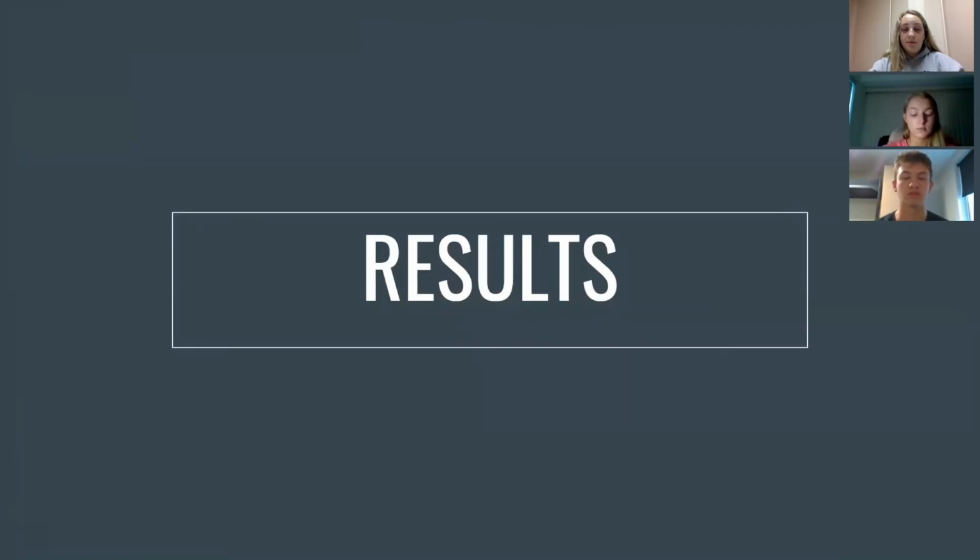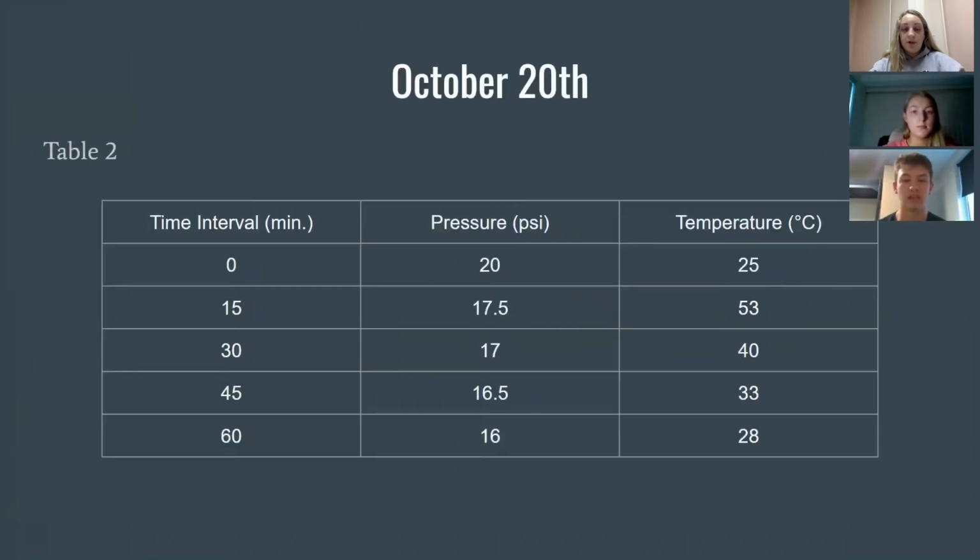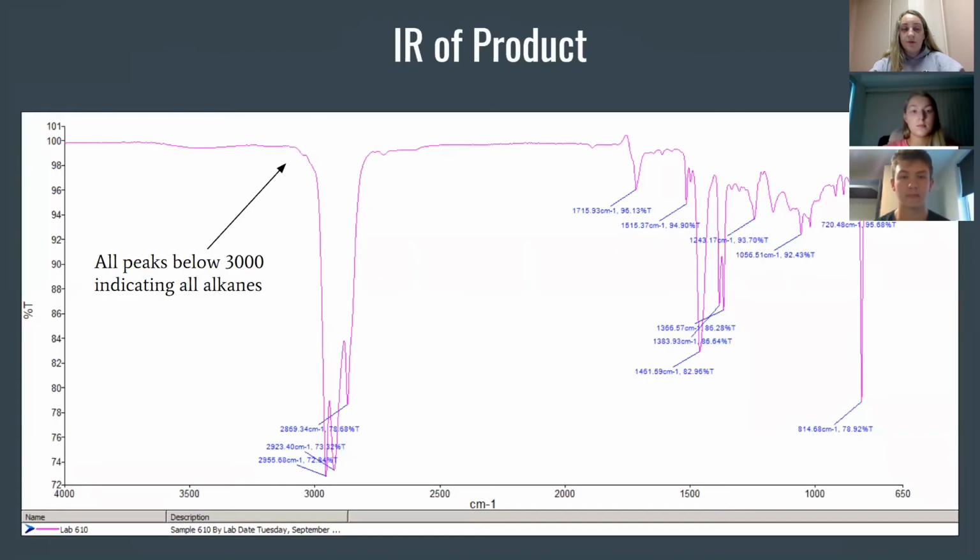Moving forward to our results. First, the table: you can see there is a decrease in pressure and an increase in temperature followed by a decrease. Again, we'll get to what that means later, and we already touched upon it a little bit. Moving forward, in our IR of the product of the alpha-phellandrene, there are no peaks above 3,000, which indicates we have all saturated alkanes. The double bonds were in fact broken.